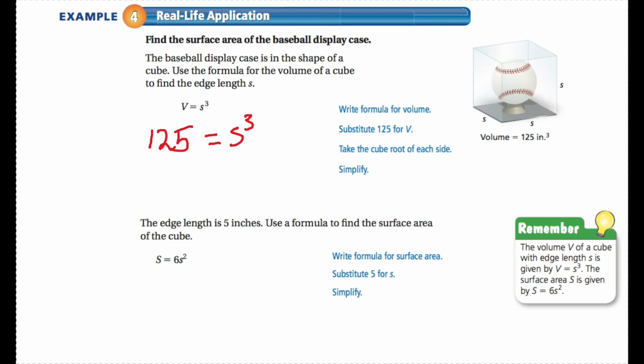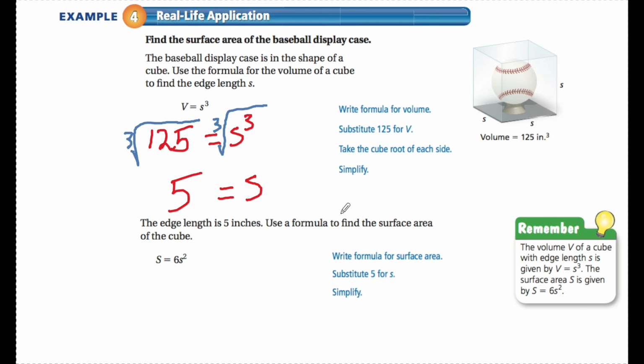Well, to solve this, we need to do the inverse operation of a cube, which is the cube root. So take the cube root of S cubed, but whatever we do to one side, we have to do to the other. So let me take the cube root of 125. Well, we know that the cube root and the cube are inverse operations, so that's going to cancel out and leave us S. Then we have the cube root of 125, which is equal to 5. So each edge length is 5 inches long.